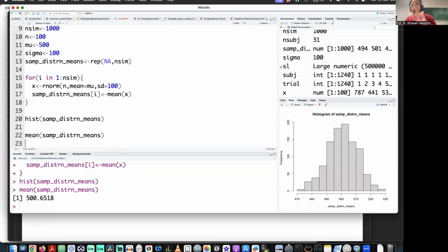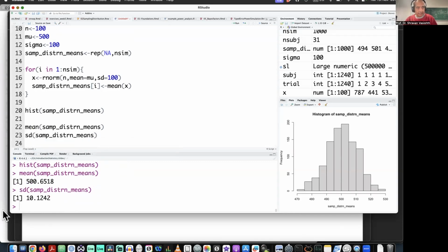But I can also compute the standard deviation of the means. That means what I'm now computing is the variability in the means under repeated sampling. So that's the standard deviation of the sampling distribution of the means, right? And that is the number 10 here, right? Now, it turns out that this standard deviation of the sampling distribution of the means is called the standard error.